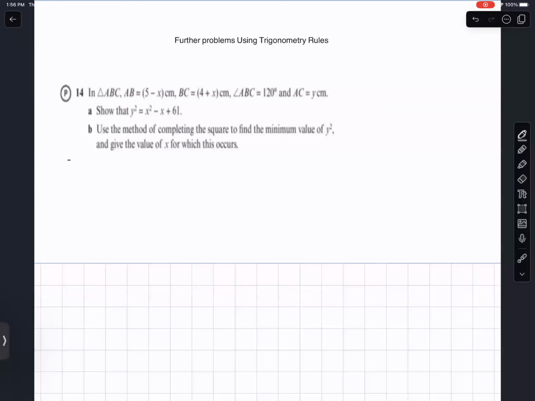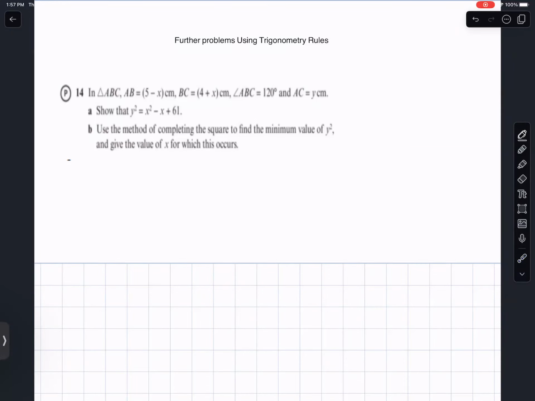Welcome back to class. Today, we'll be solving further problems using our trigonometry rules. We're going to look at this question. In triangle ABC, AB is 5 minus x cm, BC is 4 plus x cm, and angle ABC is 120 degrees, and AC is y cm. It says show that y squared equals x squared minus x plus 61.